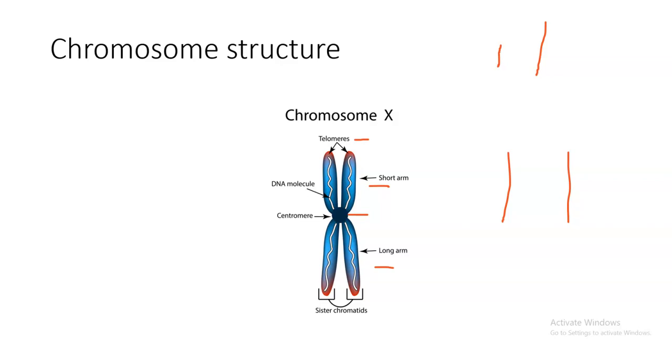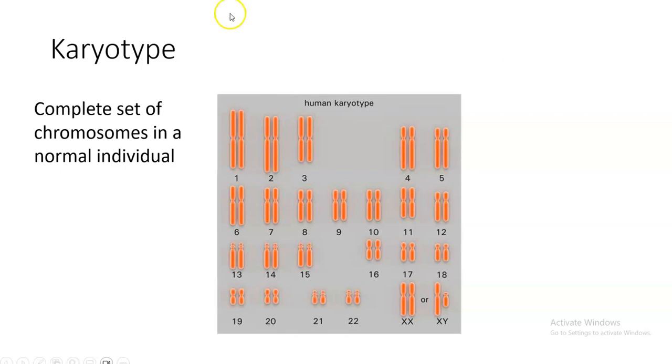The more you lose your telomeres, the more you start undergoing aging. So we've got what we call a karyotype, because they always ask this question as well. What is a karyotype, for example? So always remember, a karyotype is the complete set of chromosomes in a normal individual. Also, it can be in an abnormal individual, but in a normal individual, there must be 46 chromosomes.